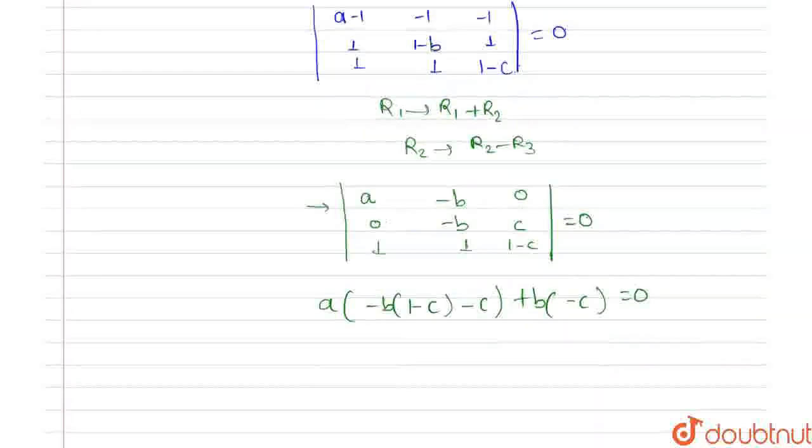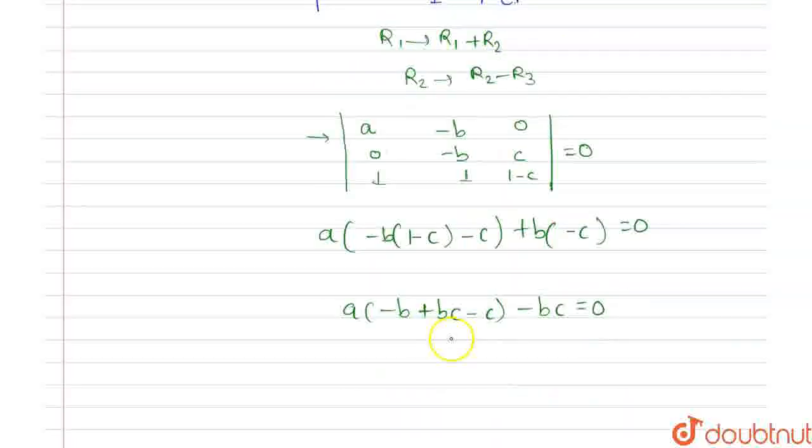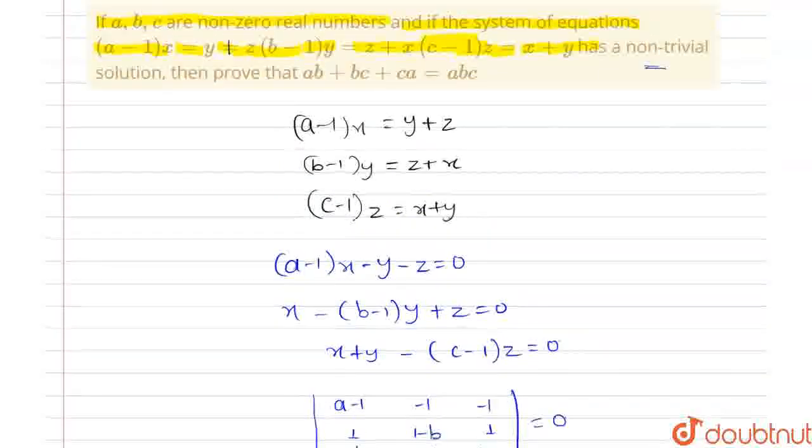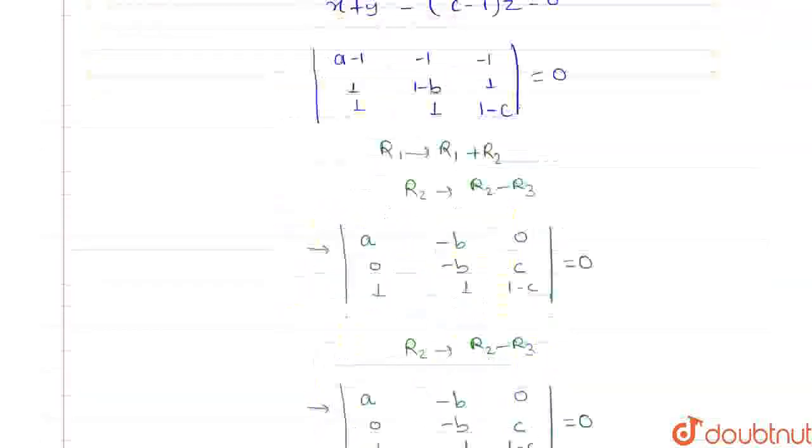Now we can simplify it. So we can write it as a times (minus b plus bc minus c minus bc) equals 0. So we can write it as minus ab minus ac plus abc minus bc equals 0. So from here we can write its value as ab plus bc plus ac equals abc. Hence proved.